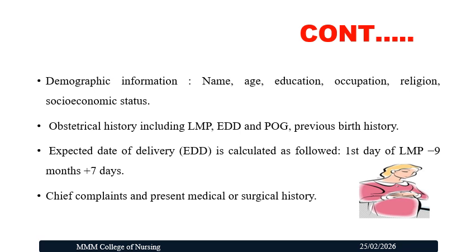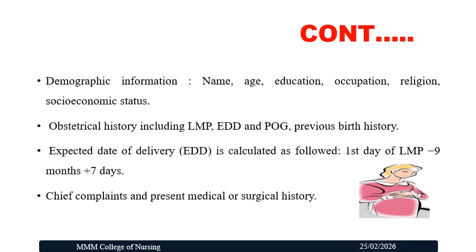Coming to the obstetrical history, it includes LMP, which is the last menstrual period, expected date of delivery and period of gestation, previous birth history. If a mother is a multigravida, you should collect the previous birth history, like whether the mother has developed any complications during the first trimester, second trimester and third trimester, or during the AN period, intranatal and postnatal period.